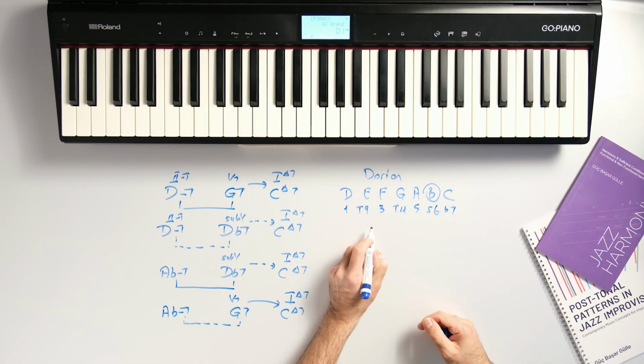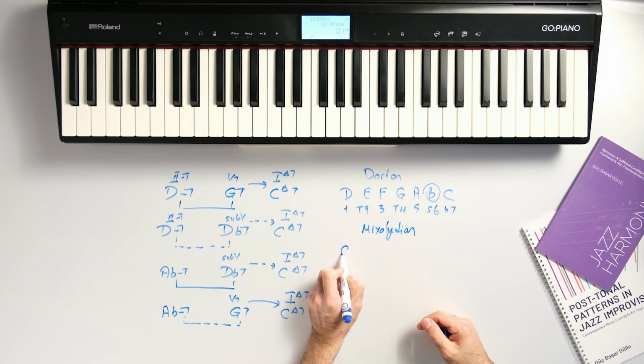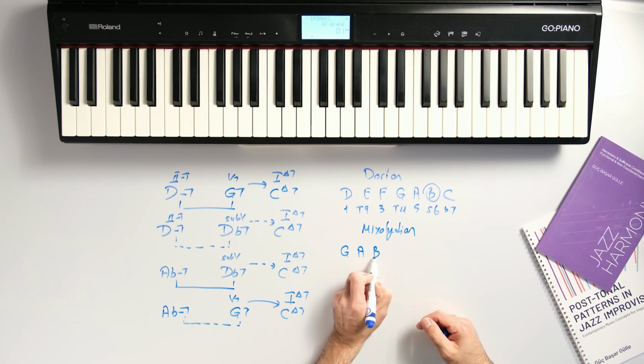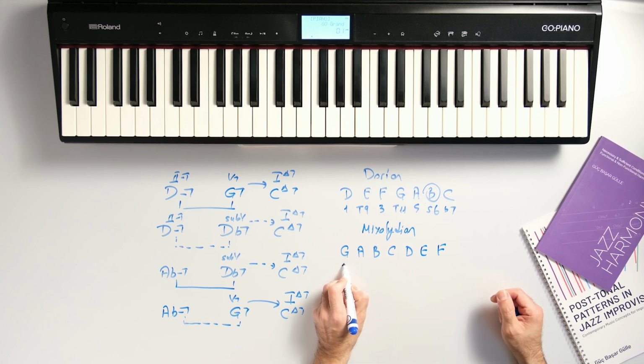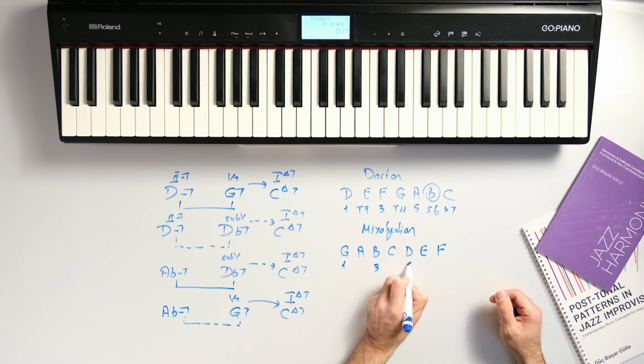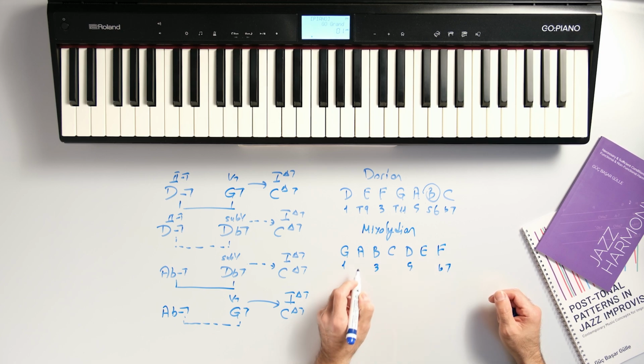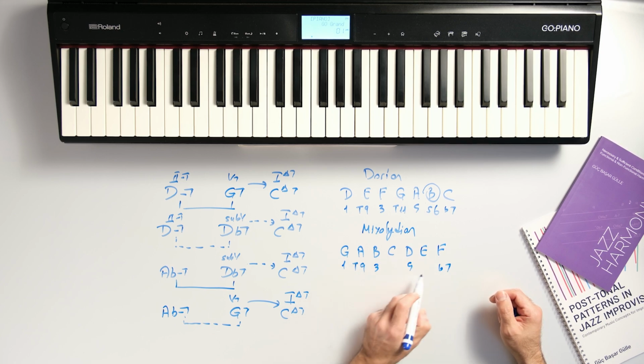Okay, let's look at our dominant chord, the primary dominant chord, which is G dominant, and this is Mixolydian. Okay, we have G, A, B, C, D, E, F. These are our chord tones, 1, 3, 5, flat 7. These are our tension notes, tension 9, tension 13. This is our avoided note, scale 4.